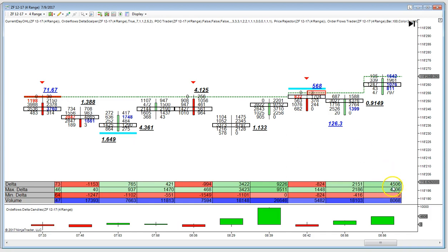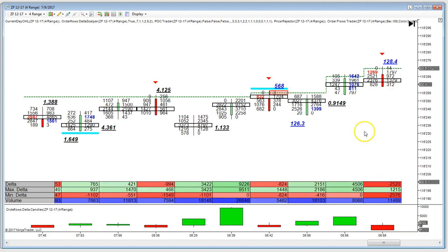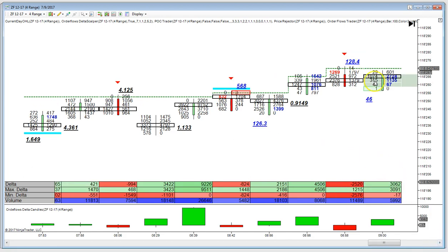Here you got another nice strong delta, 4,500. Get up here, another divergence. What's going to happen? We got a ratio, again bearish. This one failed, but it came right back. You saw the sign right here that it is going to fail. What happens? Same thing. Bullish ratio, stacked buying imbalance, nice delta, 3,000.